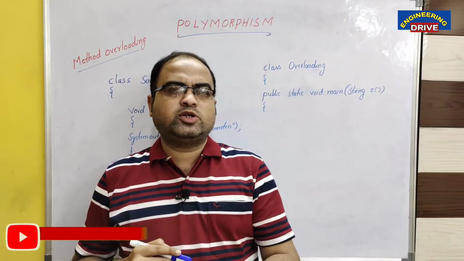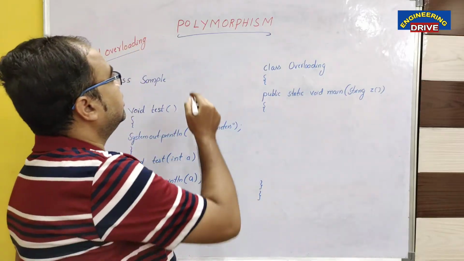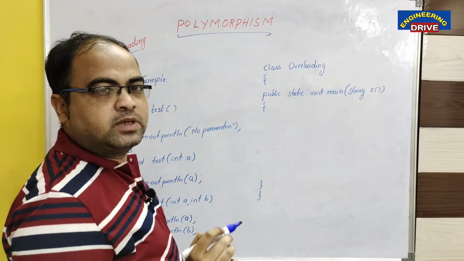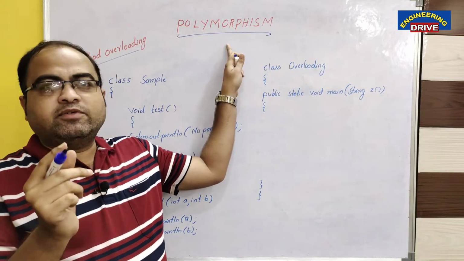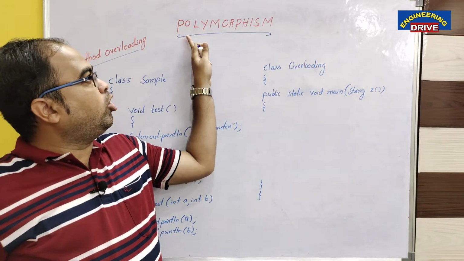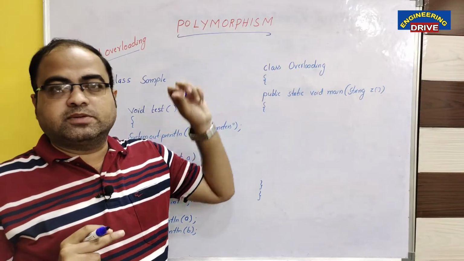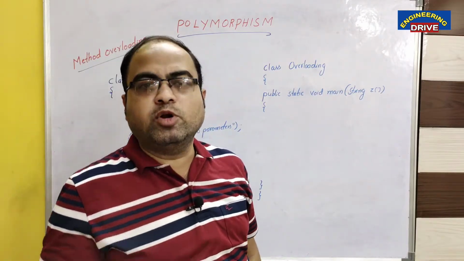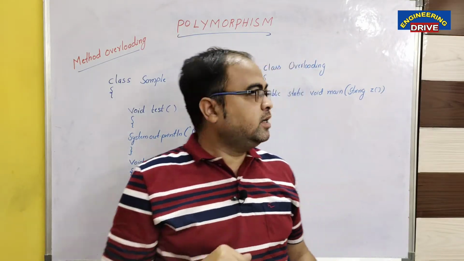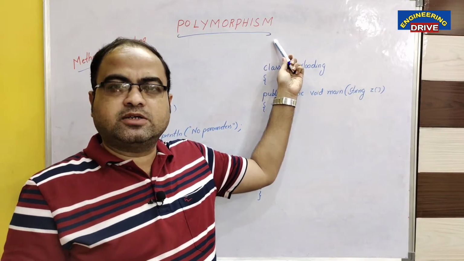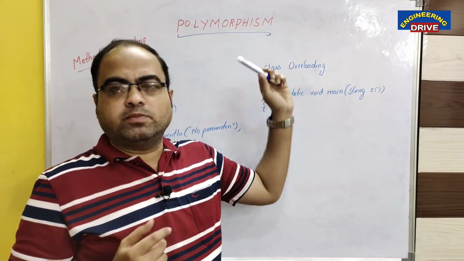Before I go into a practical approach of what is polymorphism, let me tell you first. This word polymorphism is one of the concepts of object oriented programming in Java, and it has a meaning. What is that meaning? Polymorphism is a combination of two words. Poly in the sense multiple, or we can say many. Then morphism is nothing but structure, or we can say forms. Multiple structures or multiple forms.